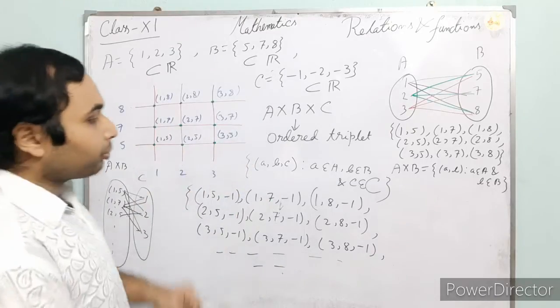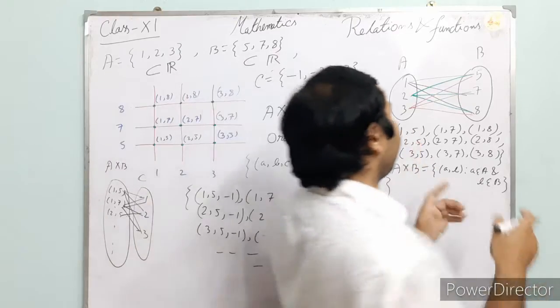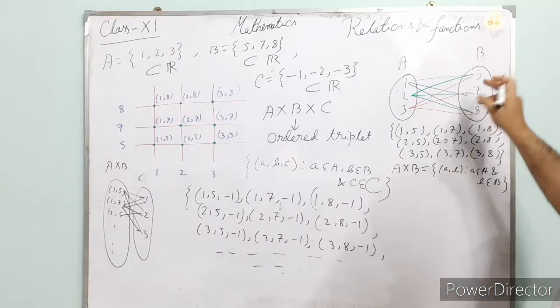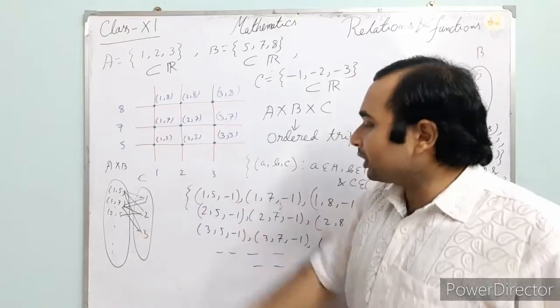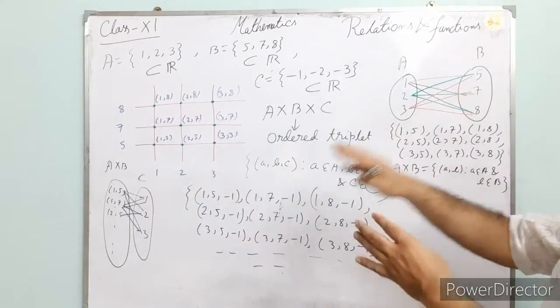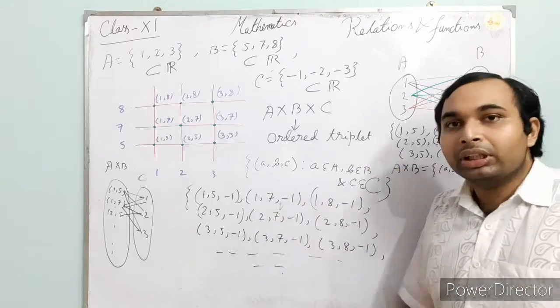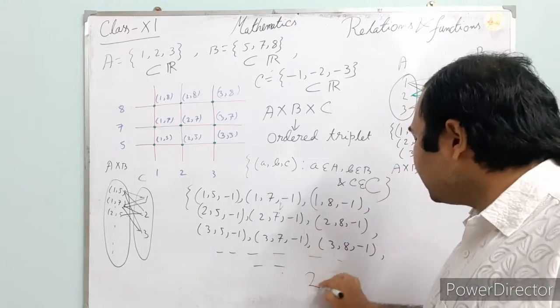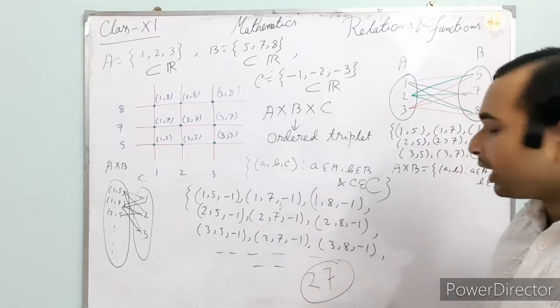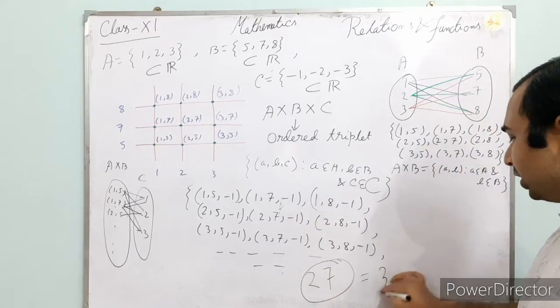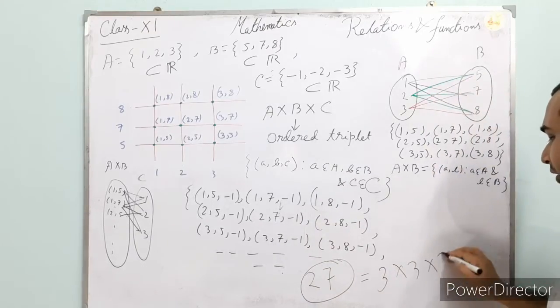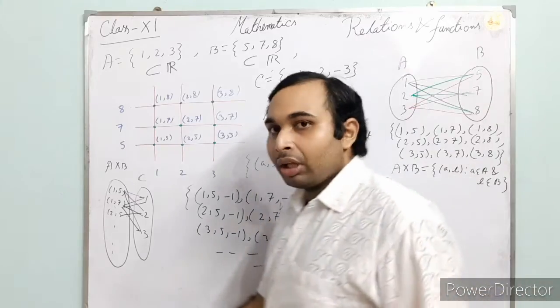We have done with minus 1. Those elements have related with minus 1 of the set C. And again those elements will relate with minus 2 and with minus 3. So total 27 elements we will get here, because 3 cross 3 cross 3 is coming.